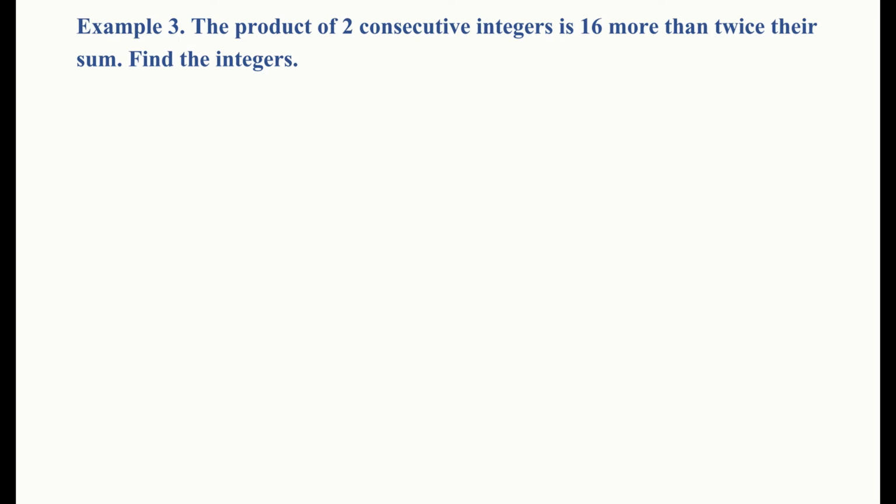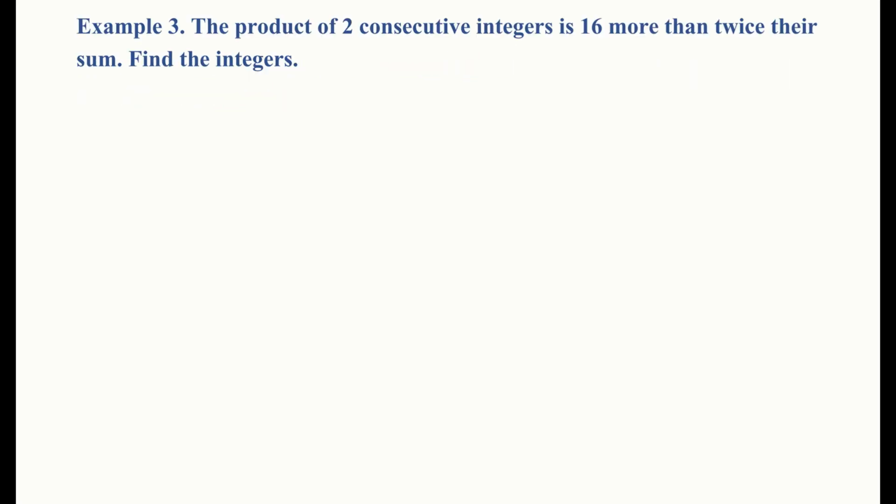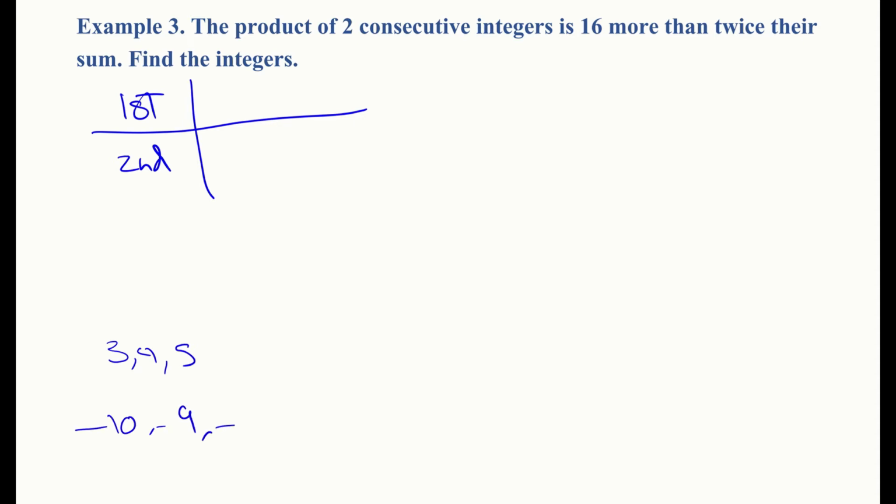a quick small table. So here we have a first integer and then the second one after it, right? So remember, when you're dealing with consecutive integers, it's numbers like 3, 4, 5, or like -10, -9, -8. Yes, you can have negative integers. Or for example, -1, 0, 1. Those are 3 consecutive integers as well.